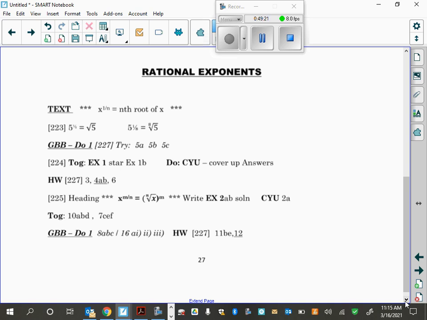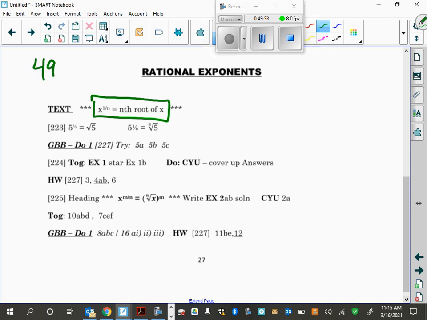I don't really need to write this again. It's right there. So this is the formula for 1 over n. And the motivational set is this. Everyone write that down. What do you think 49 to the exponent of 1/2 equals?